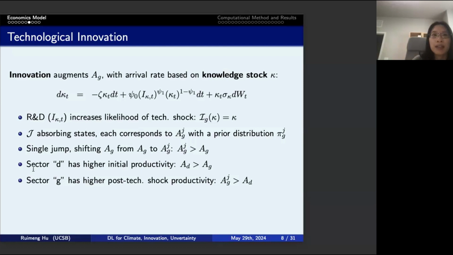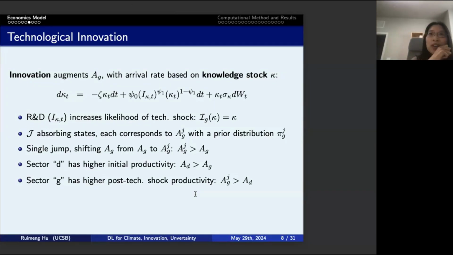Okay. And then from the economic setup, at the beginning, we assume that the dirty sector has a higher initial productivity. So that means AD is higher than AG. But after the technology jump, the post-jump productivity for the green sector will be higher than the dirty sector. To summarize, the relation between AD and AG is that the post-jump productivity of the green is higher than the productivity of the dirty, which is higher than the pre-jump productivity of the green. All those parameters later on will be carefully chosen to follow the economic data. Okay, cool. So this is all about the models.